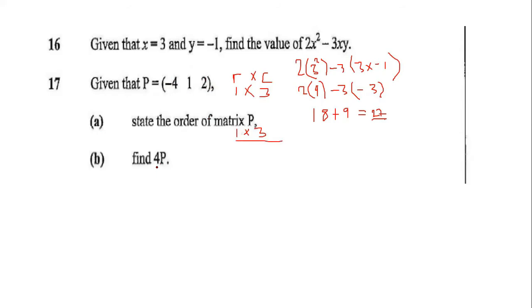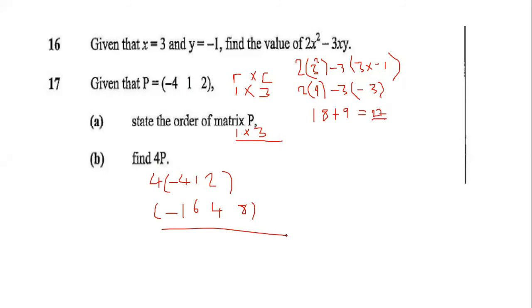All right, so finding 4P, it means 4 times P. Since they've given us this P, we say this is -4, 1, and 2. So you multiply, and you are going to have -16, 4, and then 8. So this is what it is going to give you, -16, 4, and 8.